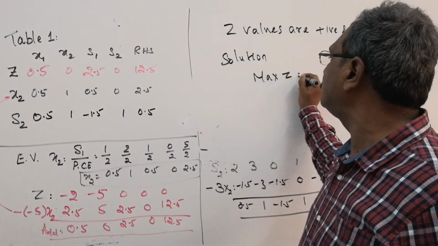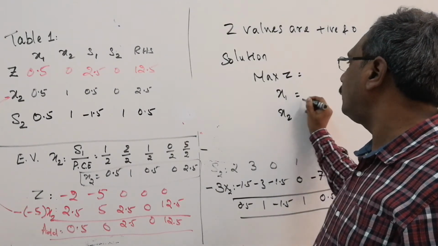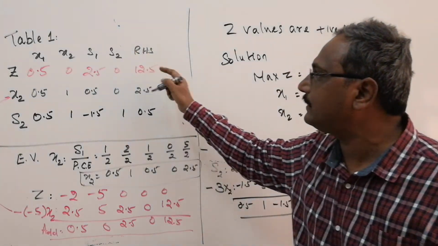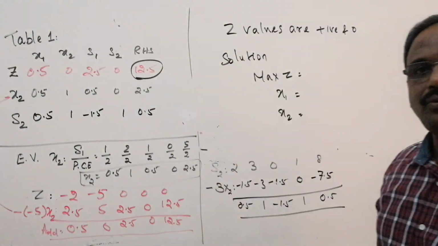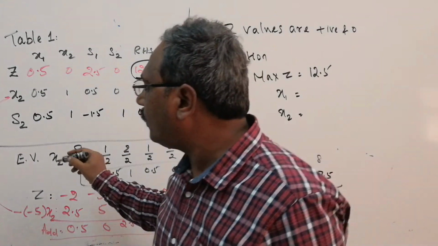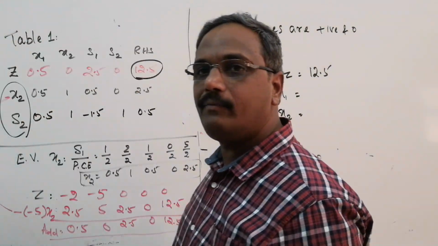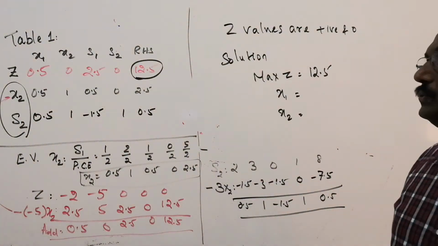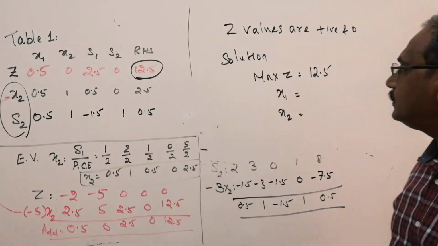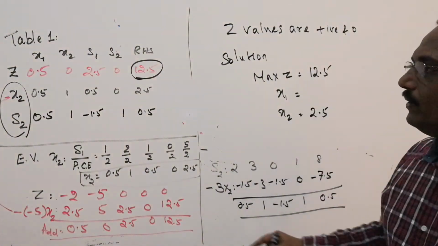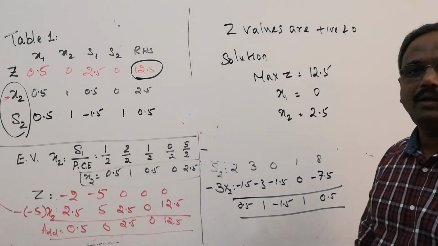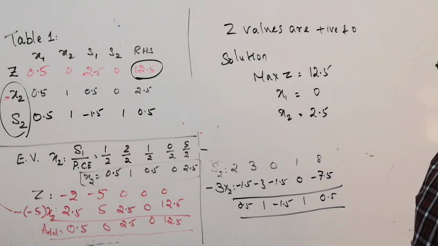I am going to check what is the maximum z, what is the value of x1 and what is the value of x2. So when we are checking for maximum result, I am going to take the right hand side value. What is the right hand side value here? This is 12.5. So the maximum result is equal to 12.5. I am going to check what are all the values of variable. I am having x2 and s2. I am going to check the corresponding value for x2. This is 2.5. When I check here, there is no x1, so I am going to assume the value of x1 is 0.